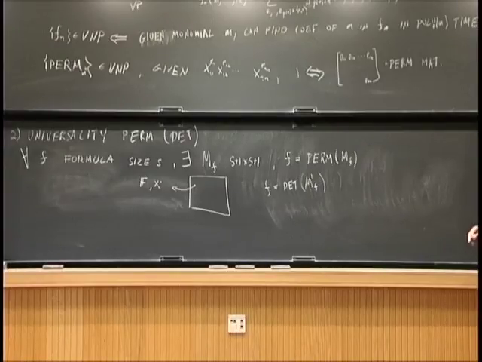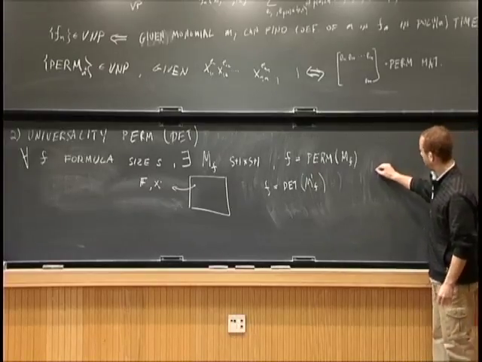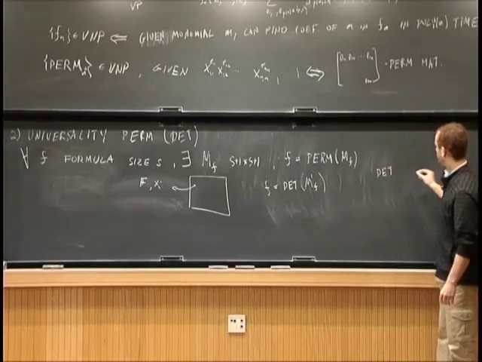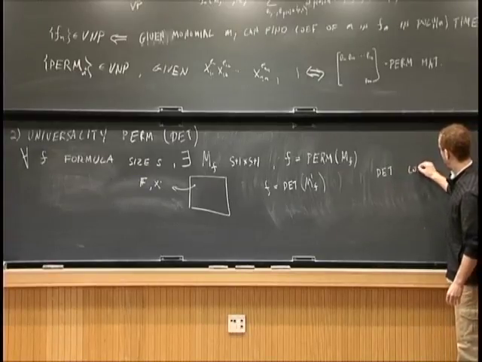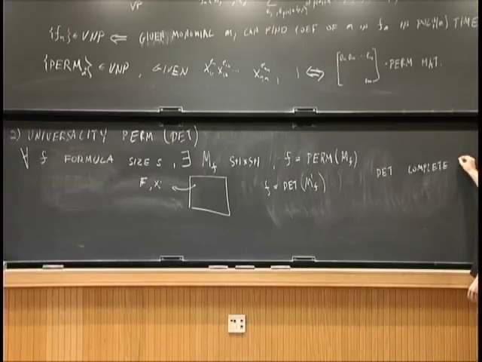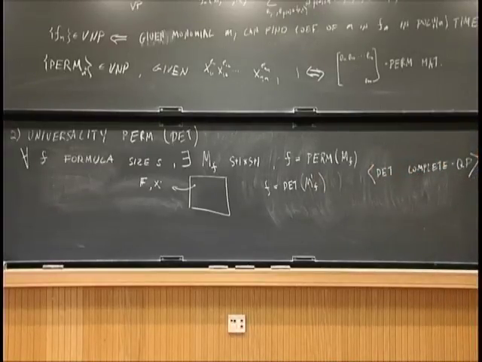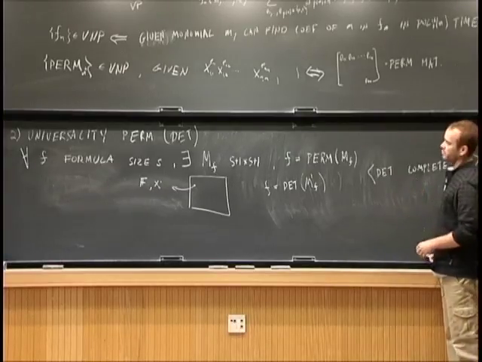Using the thing that was written here, this implies that the determinant is complete for the class QP, and this is quasi-polynomial size formulas or circuits, it doesn't matter. But this is just a comment. So this is the second step of the proof.